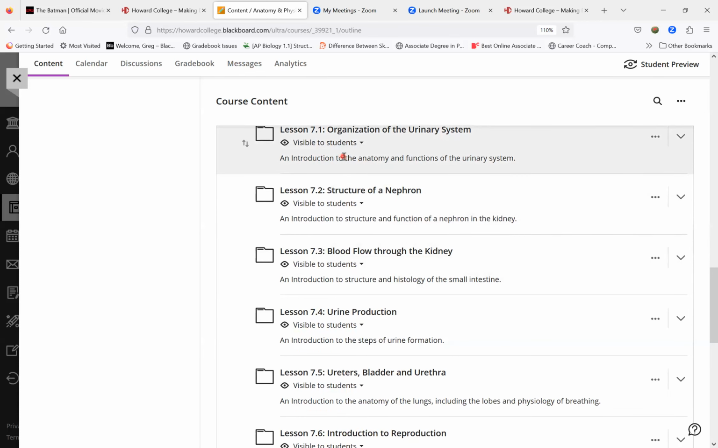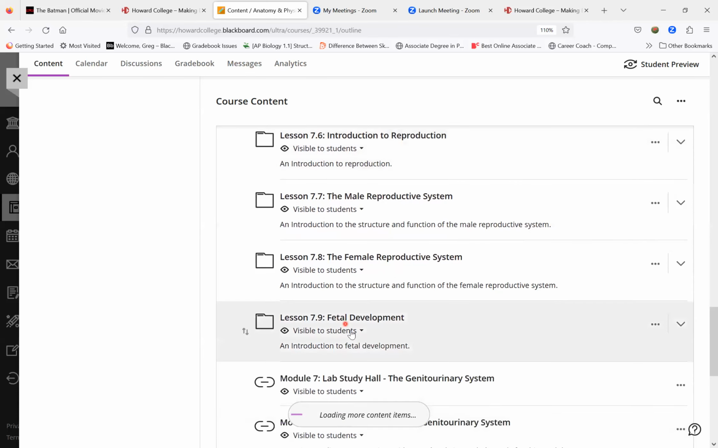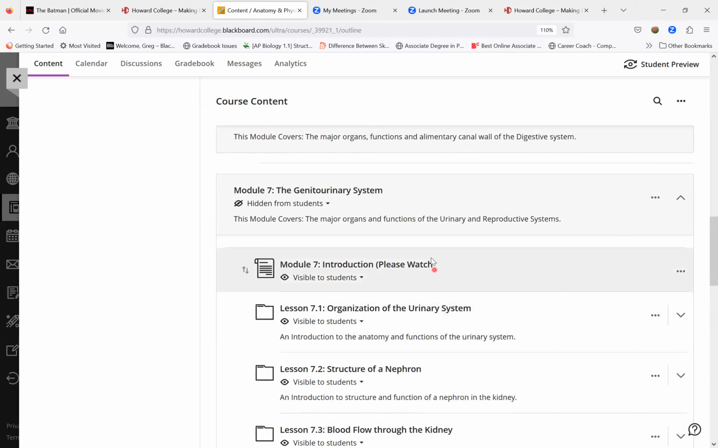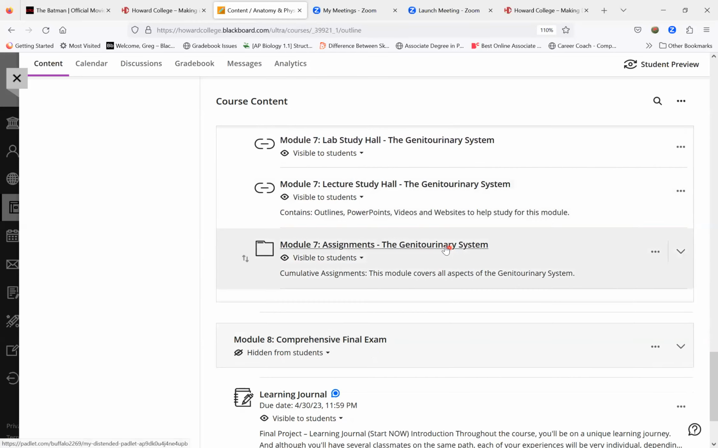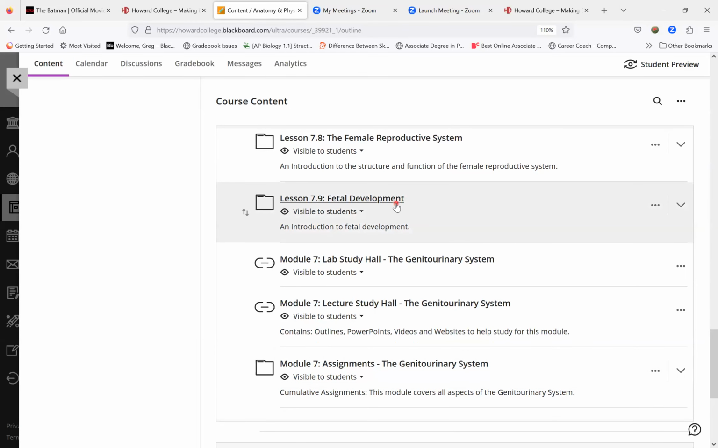Here are lessons 7.1 through 7.9, which is fetal development. Ending things out, this module is called the genitourinary system. It involves both urinary and reproduction. So it's going to end with fetal development, just a real quick highlight of that whole process. That could be an entire semester if it needed to be.